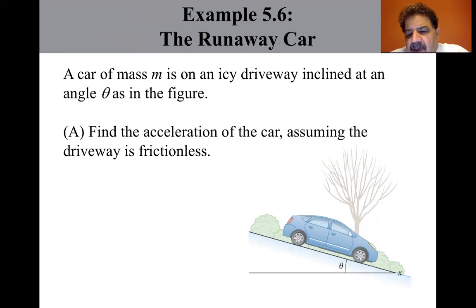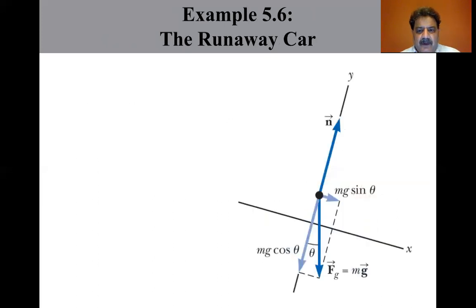Now, we categorize the car as a particle under a net force because it accelerates. Furthermore, this example belongs to a very common category of problems in which an object moves under the influence of gravity on an inclined plane. Okay, now we analyze this. We show the free body diagram for the car. The only forces acting on the car are the normal force N exerted by the inclined plane, which acts perpendicular to the plane, and the gravitational force Fg, which is mg, which acts vertically downward.